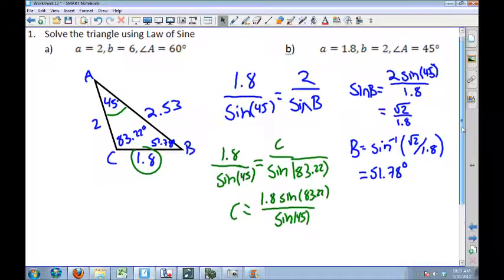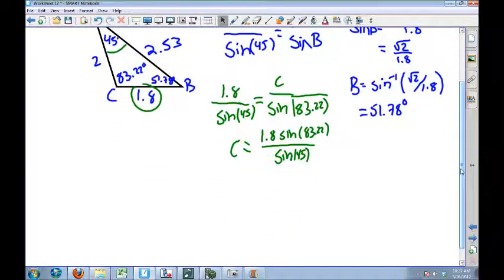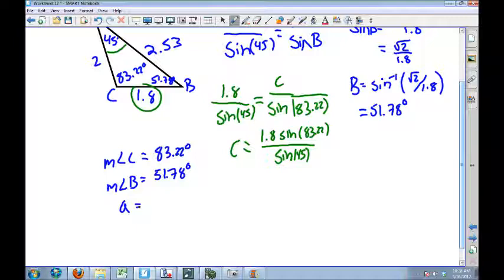My last step is just to clean this up, write my final answers. I found the measure of angle C, which was 83.22 degrees, and the measure of angle B, which was 51.78 degrees. I found side A, which was, oh no, I did not find side A, I was given side A. We found side C, which was 2.53.